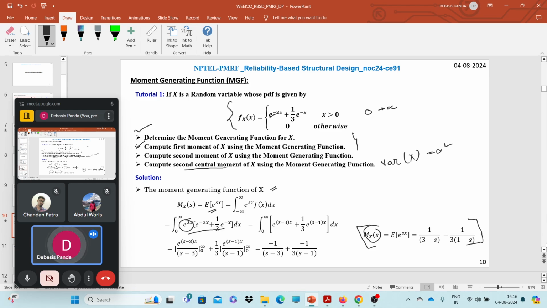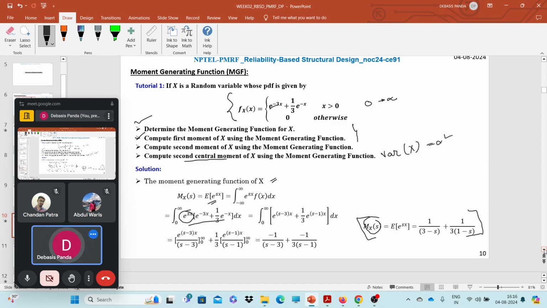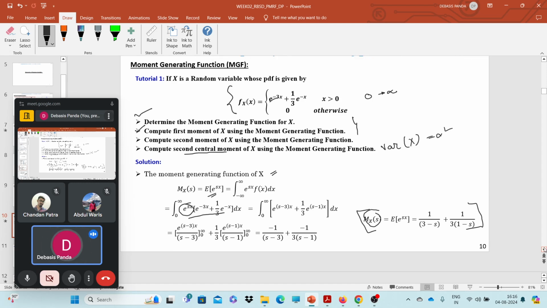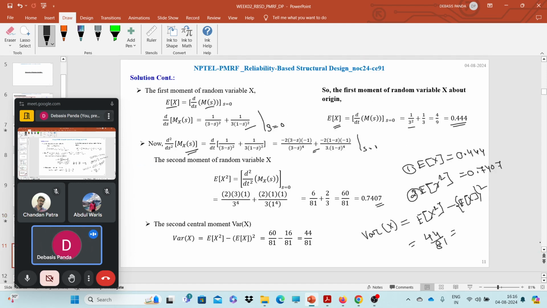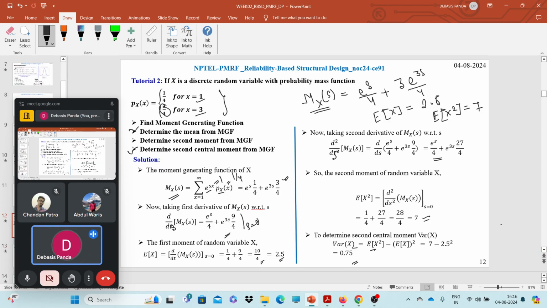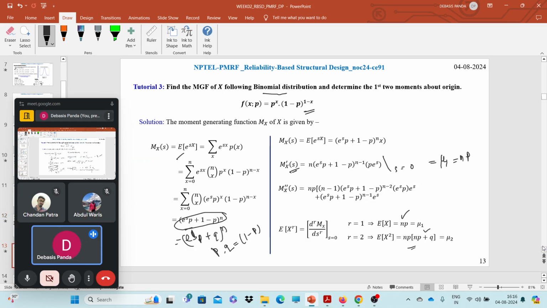So we have solved many problems today. First we solved the continuous case, then we went through the discrete case. For a discrete random variable we solved how to generate the moment generating function, and from that how to calculate the moments. We have also solved a few more related problems, like for the binomial distribution.